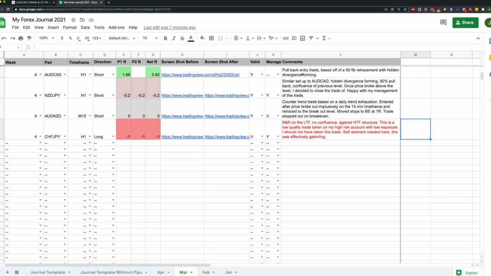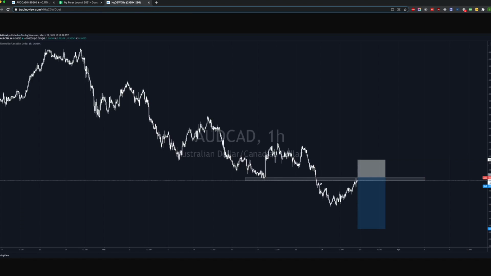So the entry criteria for this trade was pretty simple. It was just a pullback entry based off of a 50% fib retracement with hidden divergence forming. All right, so this was the trade at the time of entering. We kind of have this level here. This was a kind of 50% pullback. We had some initial rejection forming, so I actually set a limit for this trade.